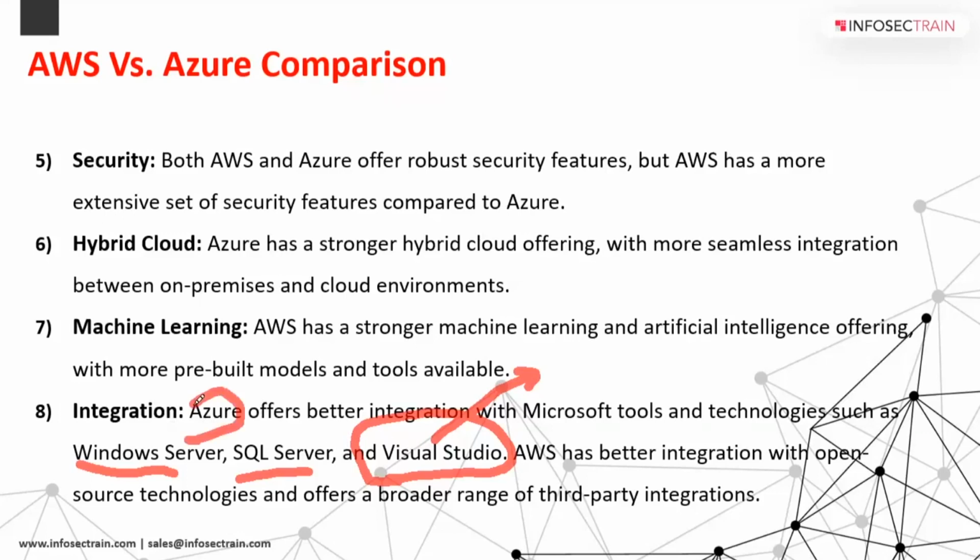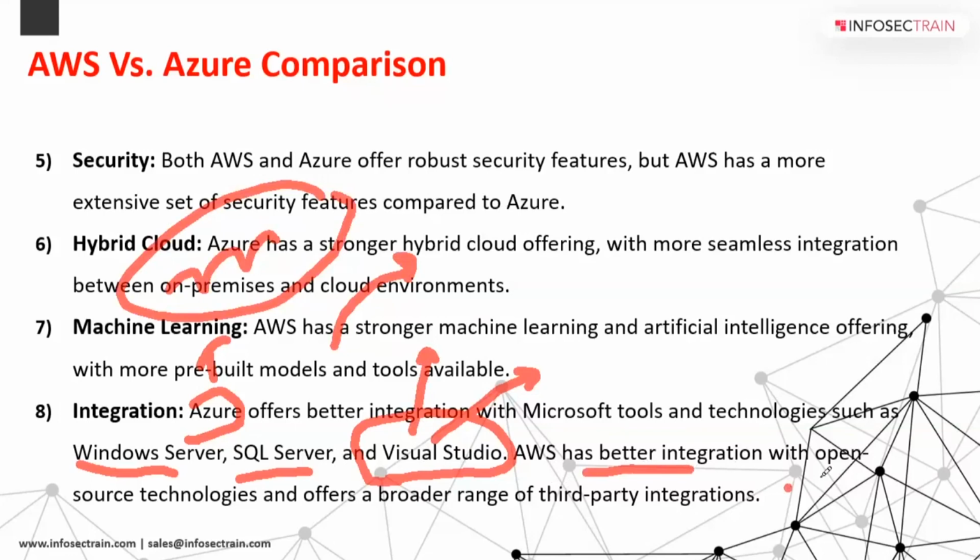Okay, so at the end of the day, Azure is a product of Microsoft. If you are using any Microsoft product like Excel, Office, PowerPoint, anything, Azure has better integration with all of it, like even with Visual Studio, right? That's it. And AWS has better integration with open source technology, third party tools and all this kind of things. So that's the thing.